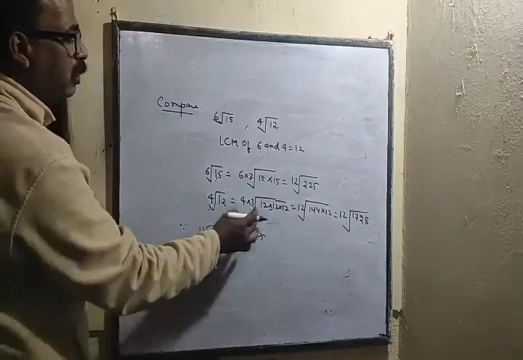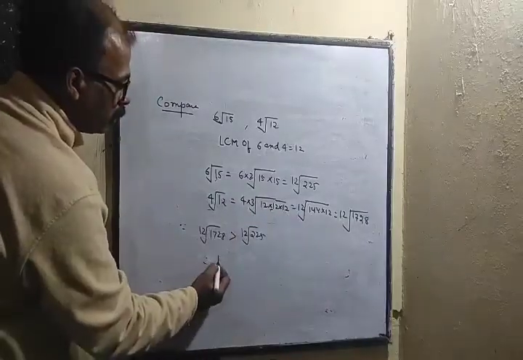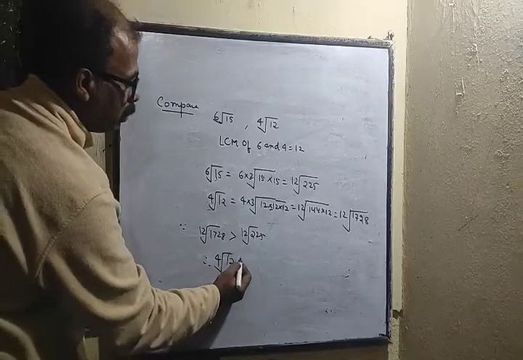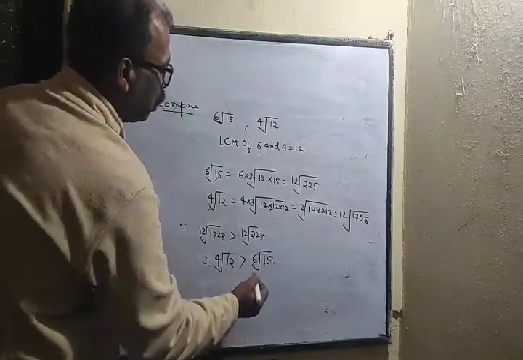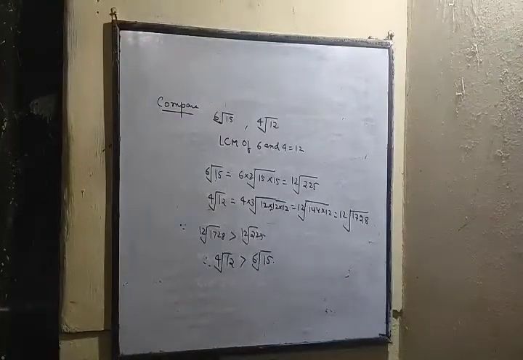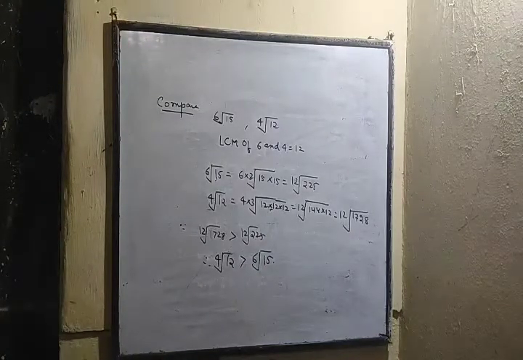Hence you will write this one is actually representing the 4th root of 12. So the 4th root of 12 will be greater than the 6th root of 15. So I think you have understood how to solve this type of sum.